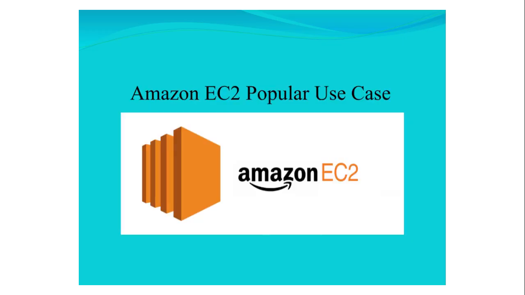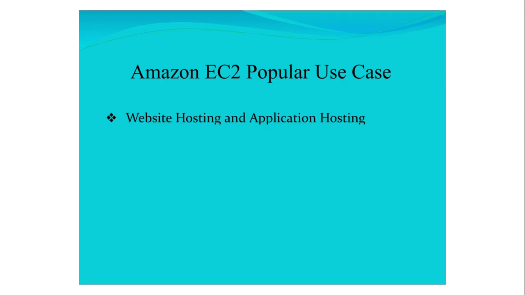Popular use cases. Amazon EC2's flexibility makes it suitable for a wide range of applications. Here are some popular use cases: website and application hosting. You can use EC2 instances to host websites or web applications with scalable compute power. For example, using EC2 with a load balancer enables you to distribute traffic across multiple instances, ensuring high availability.